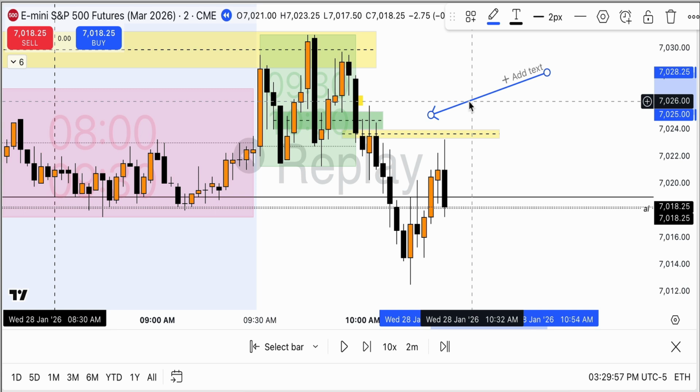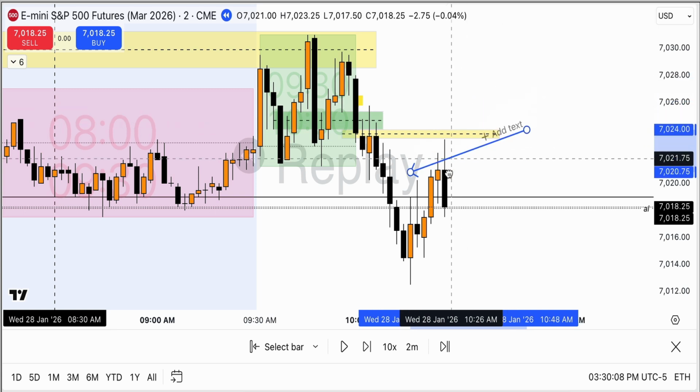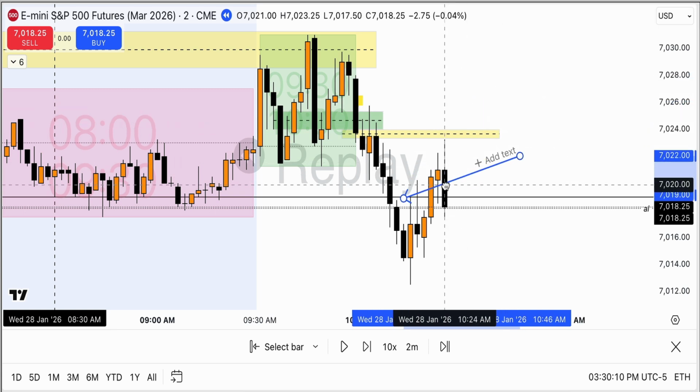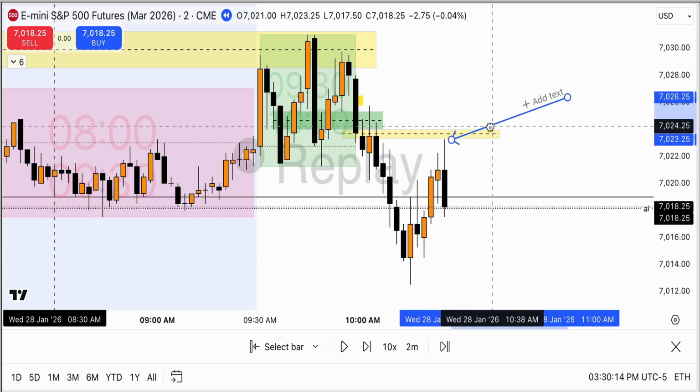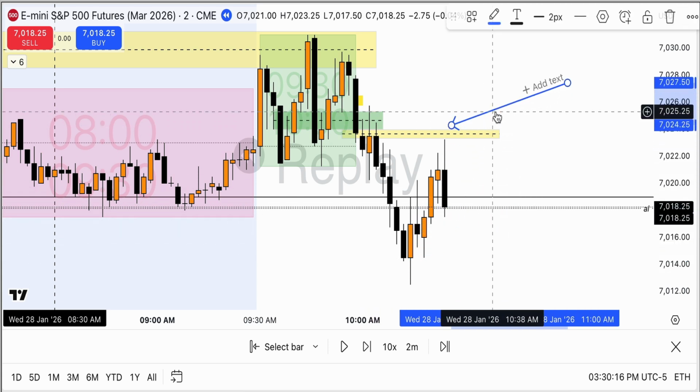You can use 2 minutes. You can use 1 minute. You can use 3 minutes. But in my experience, I just use 5 minutes. And now we move on to stage three, which is we wait for price to come into that fair value gap, and that fair value gap must overlap with a fib.